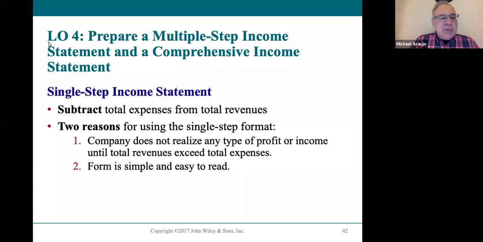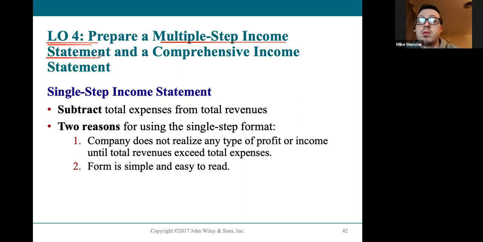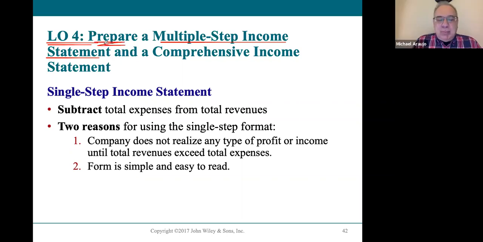So, learning objective 4 in chapter 5 is going to introduce you to something that I find exceptionally exciting, and I really hope that you will too. It's something called a multi step income statement, and I think you're going to like it. We are going to need to prepare the multi step income statement in this learning objective.